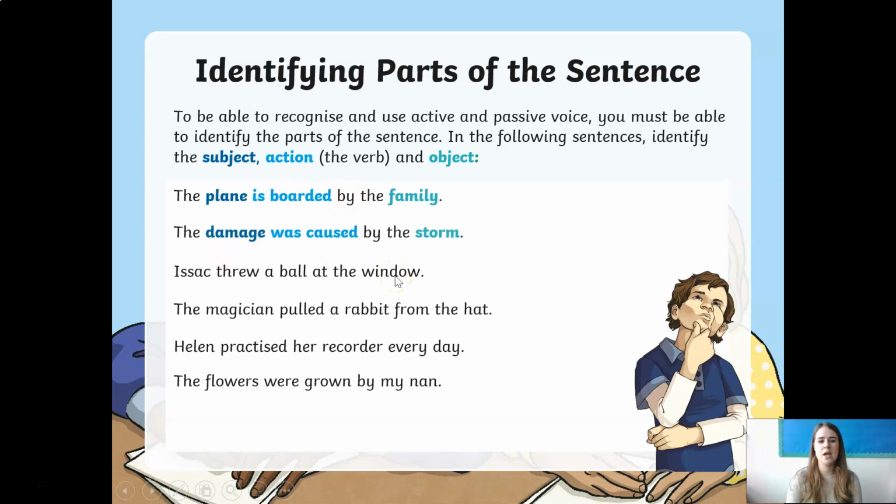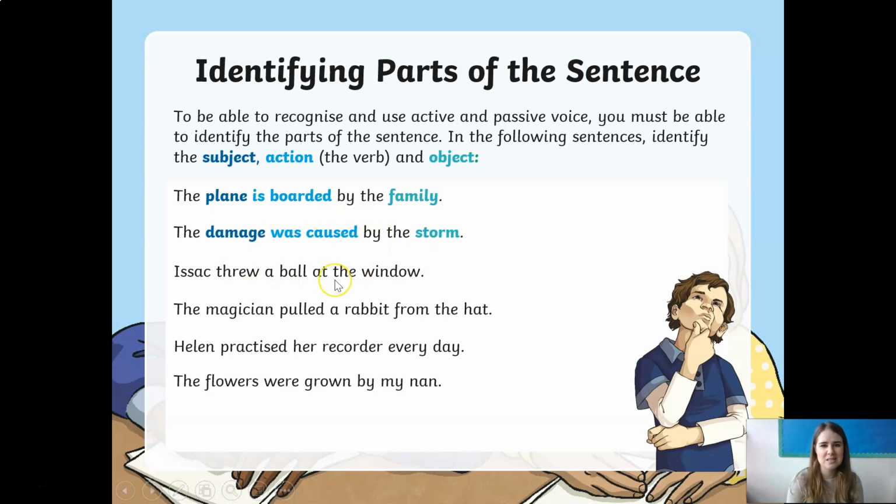Same for this sentence. The damage was caused by the storm, okay? This is passive because it's telling us that something was done by, okay? Had it been active, it would be the storm caused lots of damage, okay? So here we've now got by, okay, which again is our preposition that comes after the verb.